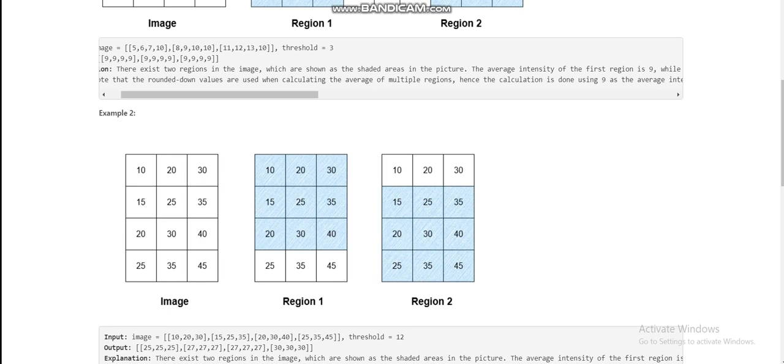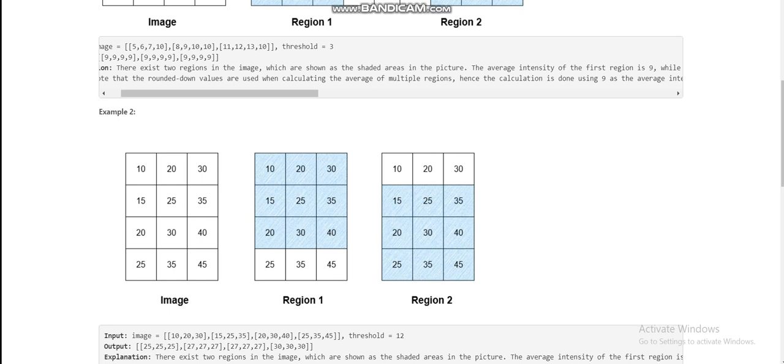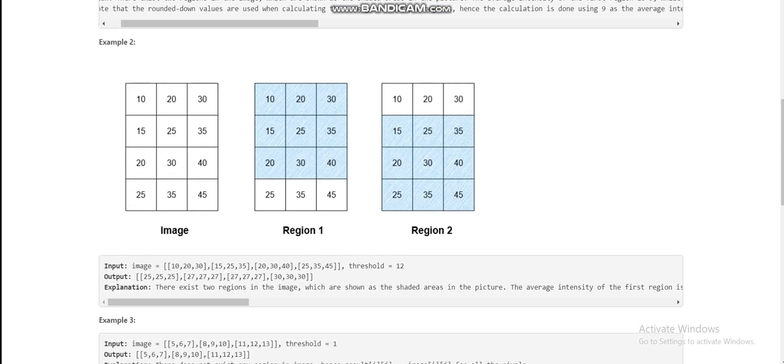Here there are two regions, the first region and the second region. Now here you can see that for the inner two rows the intensity values are different. For the first three cells, the intensity values are 25, 27, and for the last row the intensity value is 30. So here you can see how being in different regions impacts the intensity values.